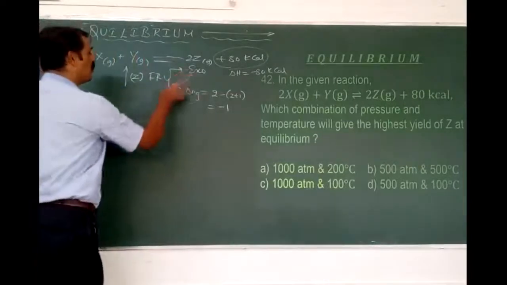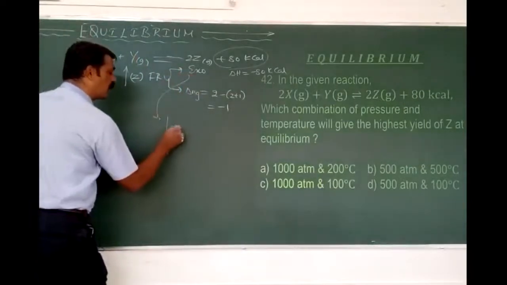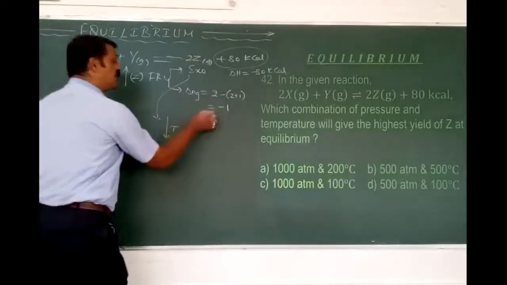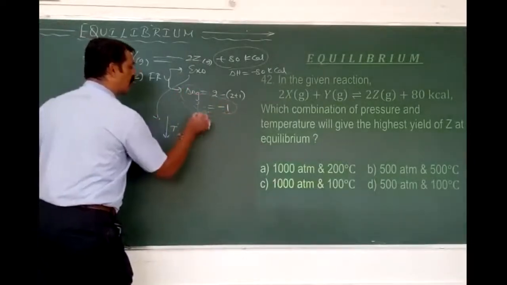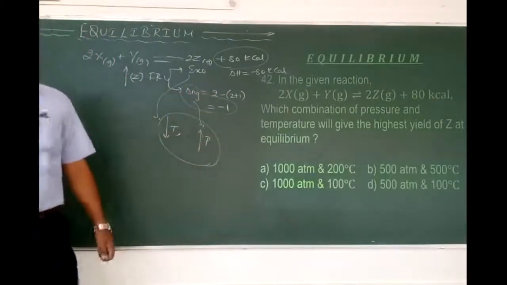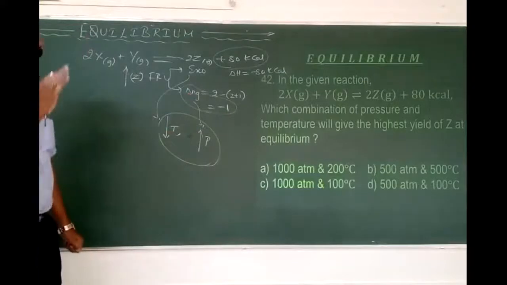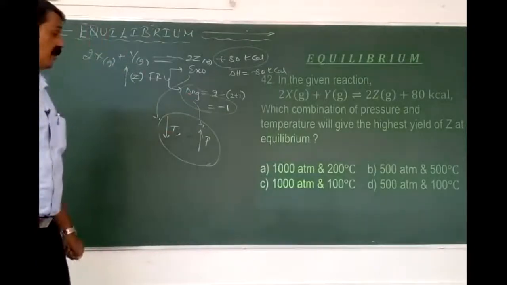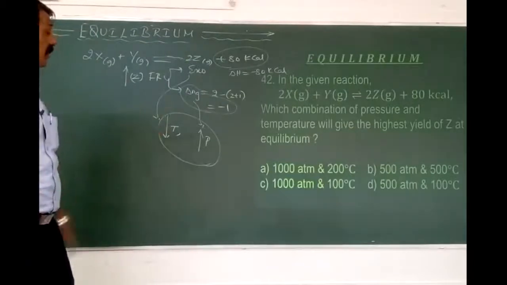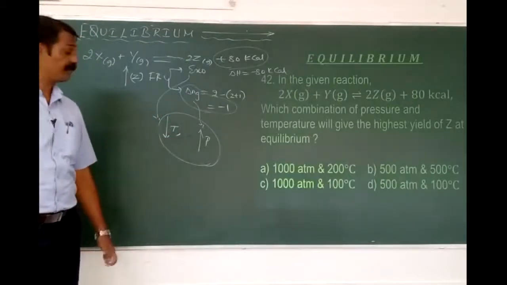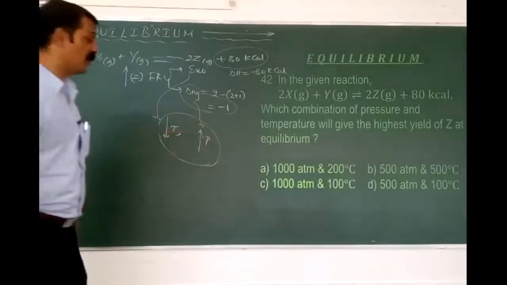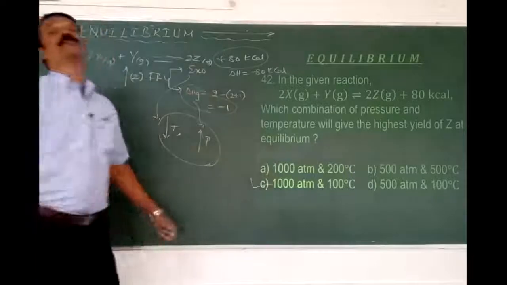As it is exothermic, it has to be carried out at low temperature. As delta Ng is negative, it has to be carried out at high pressure. Observe the conditions which suit this: low temperature and high pressure. Among these, the low temperature of 100 degrees Celsius is in C and D. In addition, the pressure must be very high. Among those two, D is 500 and here it is C. Therefore, it is going to be the C option.